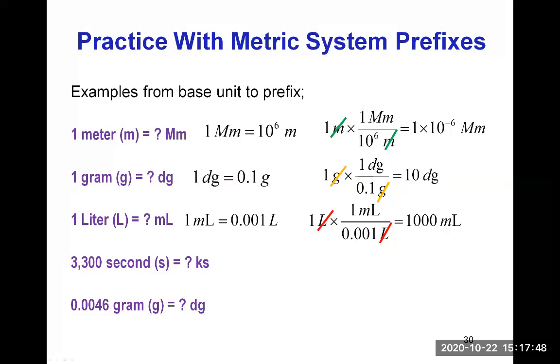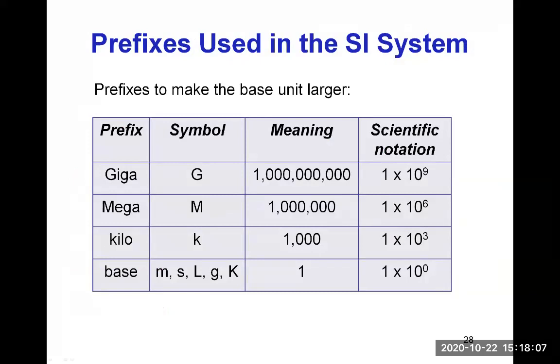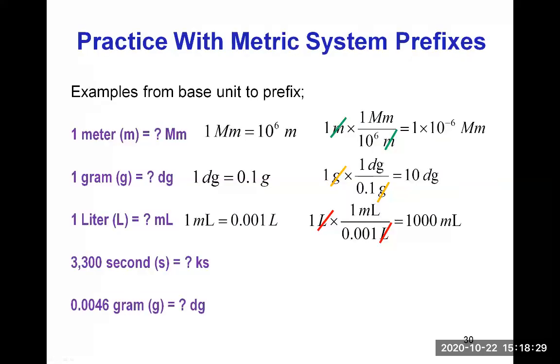So what are 3,300 seconds in kiloseconds? So let's see what is the kilo prefix value. The kilo has a value of 1,000. So 1 kilosecond is equal to 1,000 seconds. So let's rewrite this here. 1 kilosecond is equal to 1,000 seconds. The base unit are the seconds. You replace kilo by 1,000, or else have the 1 with the prefix unit. 1 kilosecond is 1,000 seconds.